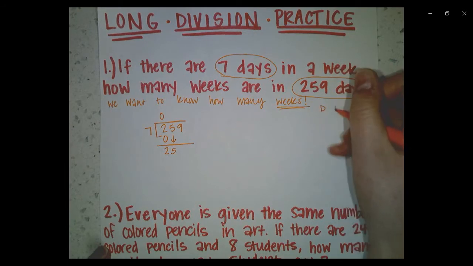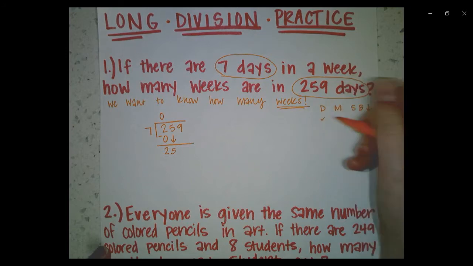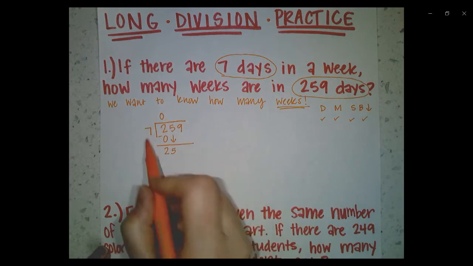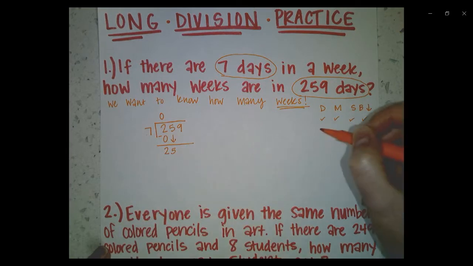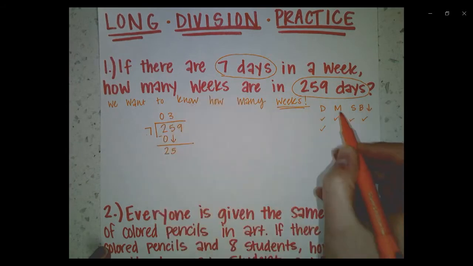And I actually forgot to write my little DMSB step off to the side. So I'm going to go ahead and do that now. And we're going to check the steps off as we go, just like we learned in class. So we did the whole DMSB process one time, and now we're going to go through again.